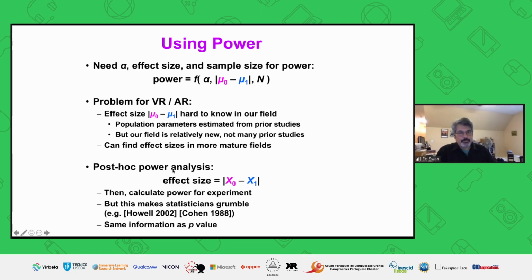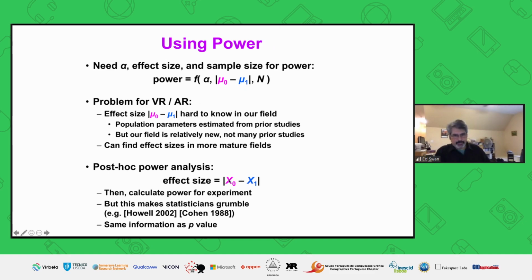Sometimes experimenters are tempted to engage in post hoc power analysis. That's where you estimate your effect size from what you found in your experiment, and then you calculate the power for the experiment. But this makes statisticians grumble because this is going to have the same information as the p-value. If you have a very low p-value, you're going to have a larger effect size as measured by subtracting the means in your experiment. If your p-value is higher, this is going to be lower. And so it is not meaningful in an experiment to report an effect size based on the difference in your calculated means and then use it in a calculation like this.